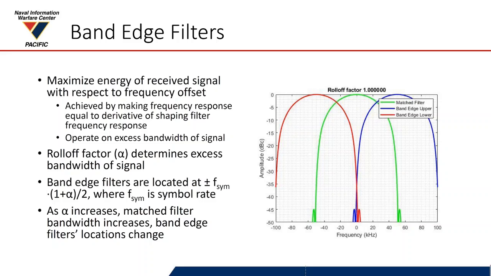In addition to their locations, the band edge filter bandwidths themselves also increase as the roll-off factor increases. And this underscores the fact that they're really operating on the excess bandwidth of the signal. The strategy that we're going to use with the band edge filters is when a signal of interest has a Doppler on it, one of the band edge filters is going to have more energy than the other, and that energy difference will tell us what that Doppler offset is.